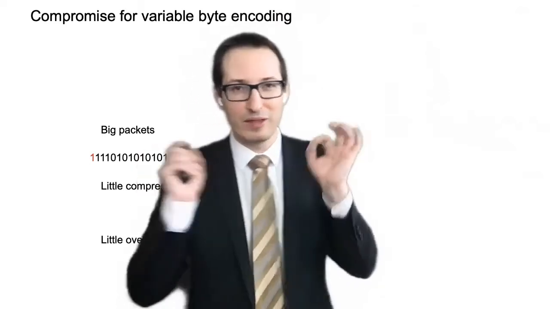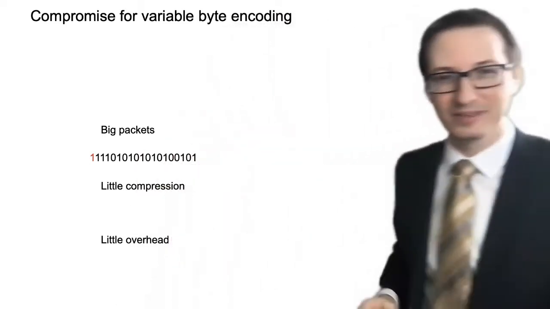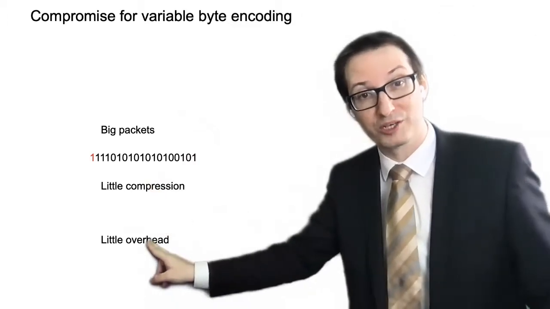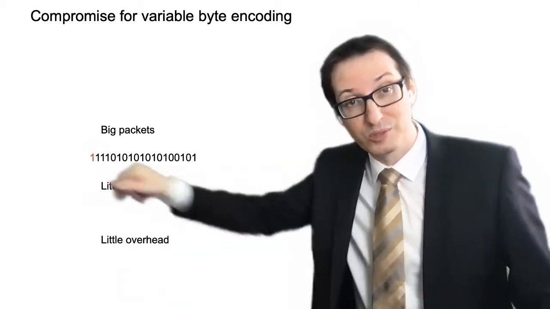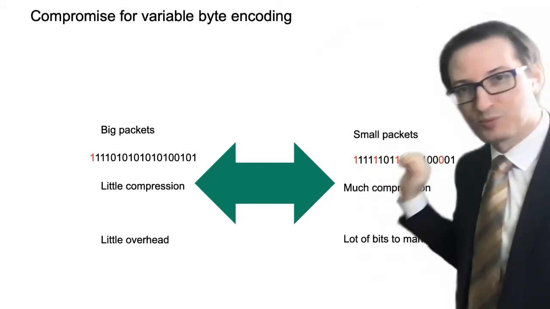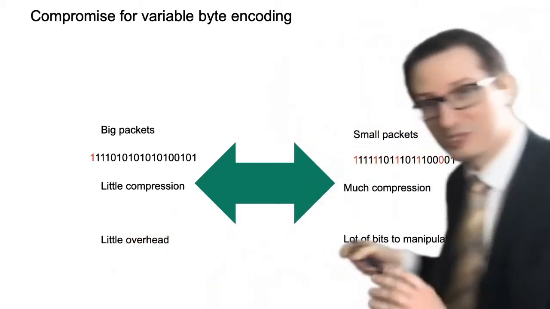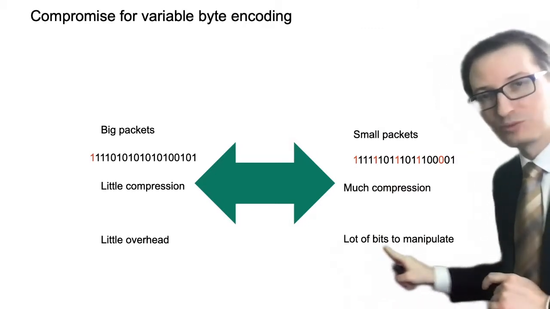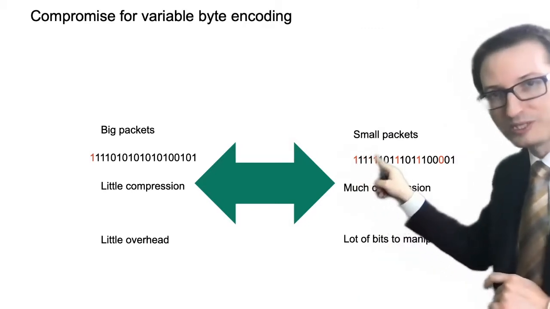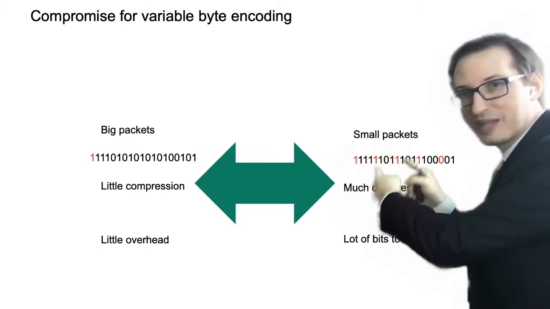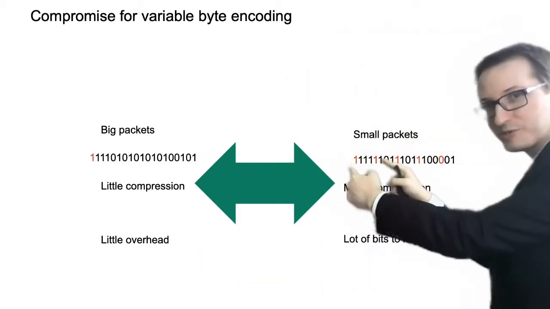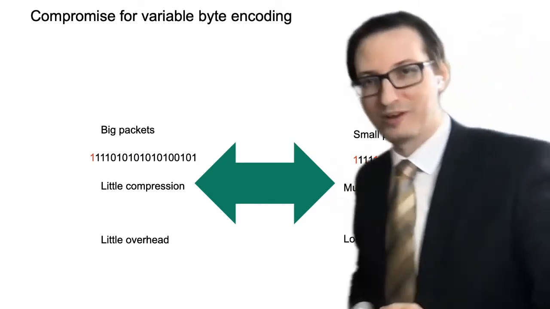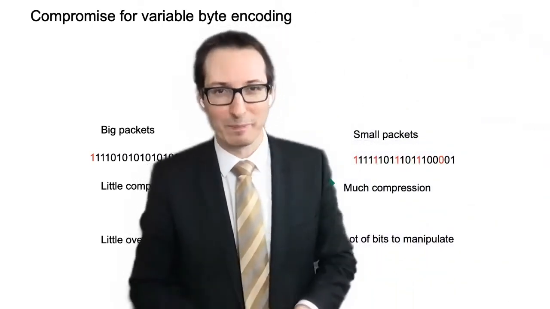Okay, now I'm going to repeat what I've already said, just to make sure you understand it. If you have big packets, you don't have a lot of compression, but you have little overhead, meaning that the small gaps take a lot of bits, but the continuation flags are not too costly. But if you have smaller packets, there's more compression, so the small gaps are going to be squeezed in much fewer bits, but there's a lot of bits to manipulate, because you have all these continuation flags in there. In that case, there are even several per physical byte in the CPU, so that's an extra load on the CPU to do this bitwise stuff in order to decode, right? So you have the compromise to make between these two extremes.